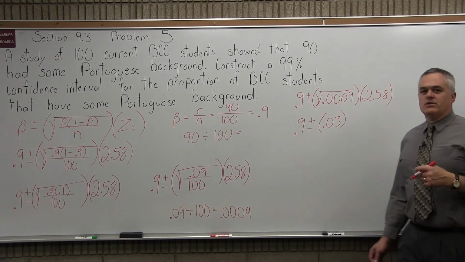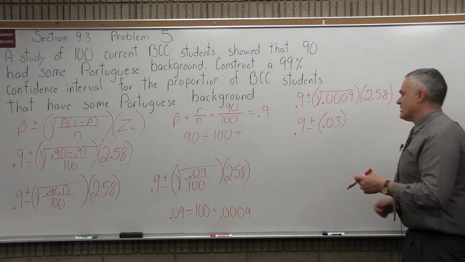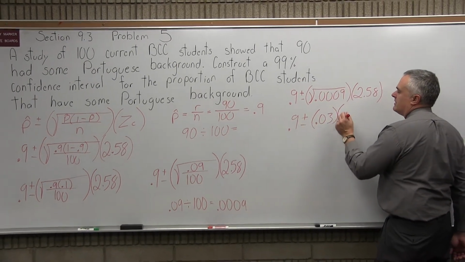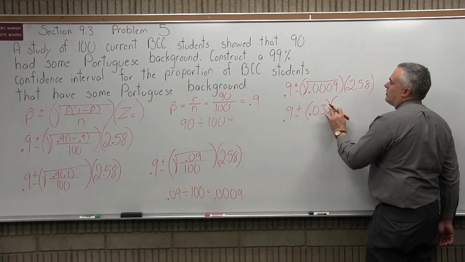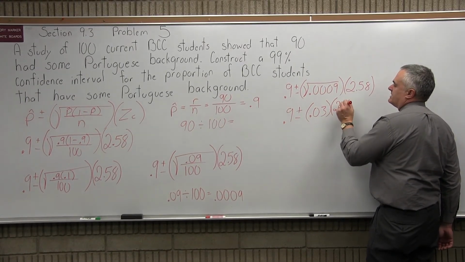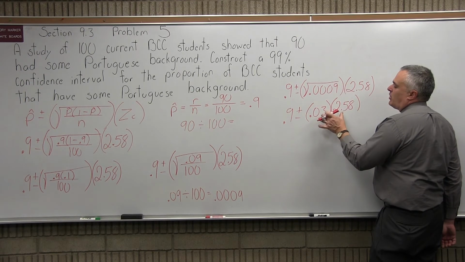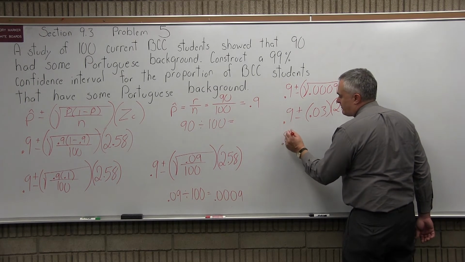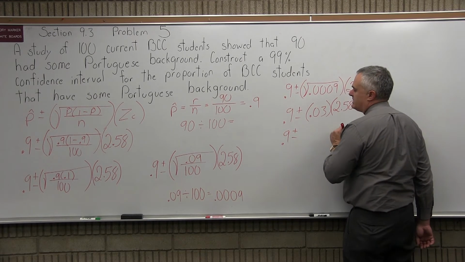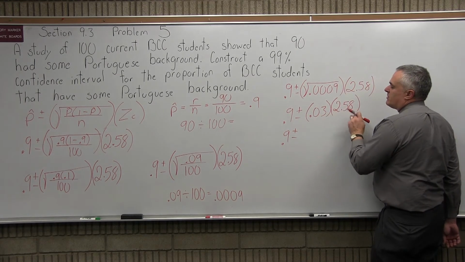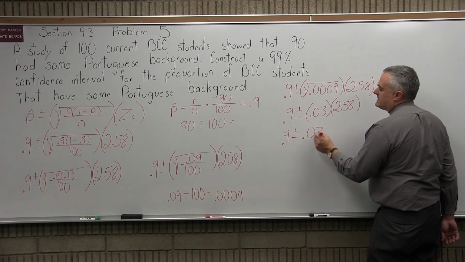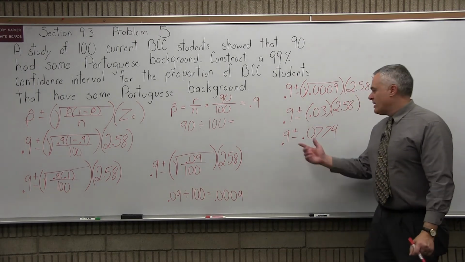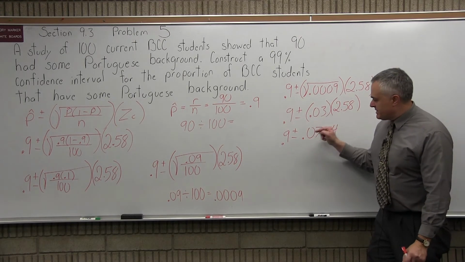And again, you'll probably want to do that in your calculator. Again, I have a trick where I can do it without a calculator, but the first set of parentheses now I have 0.03. I still have 2.58 in the other parentheses. Now, finally, I can go ahead and multiply 0.03 times 2.58. So I still have the 0.9 in front, the far left, plus or minus 0.03 times 2.58 is 0.0774.